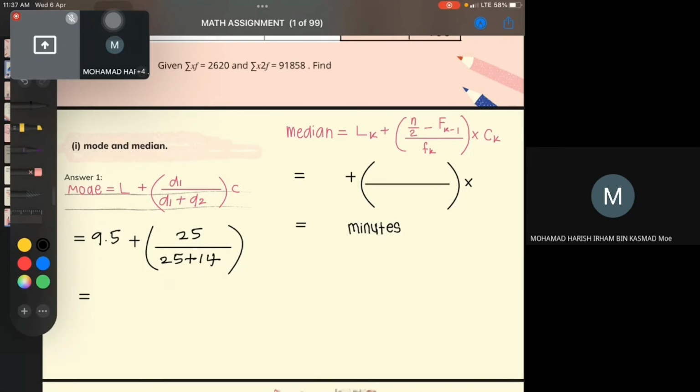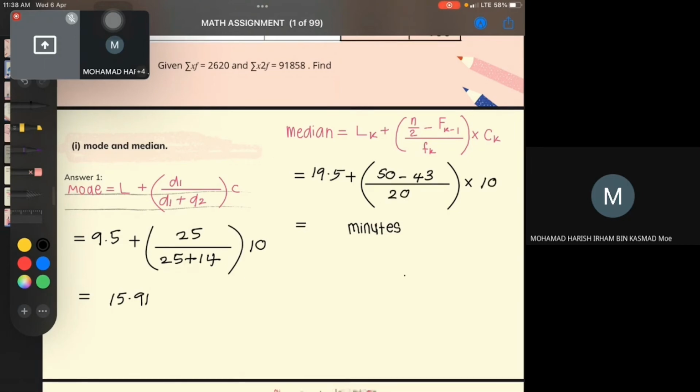15.91. To find the median, we also have to use a formula. So Adibah, what is the formula to find the median? The formula for the median is L_K plus N over 2 minus F_(K minus 1) over F_K times C_K. Okay, yes, correct. That is the formula for the median. We must divide the total frequency by 2 to get the class of the median, and the answer is 19.5. So the median class for this question is 20 to 29.